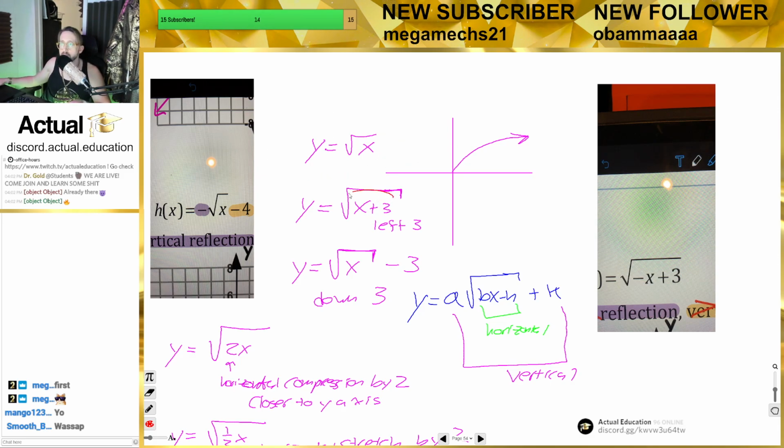And then let's say we had the square root of x plus 3. The thing you need to know is that anytime something happens within the square root, or within whatever the function is, or within the absolute value, it's the inverse. Well, okay, a couple things. First of all, that's all the horizontal stuff that happens.